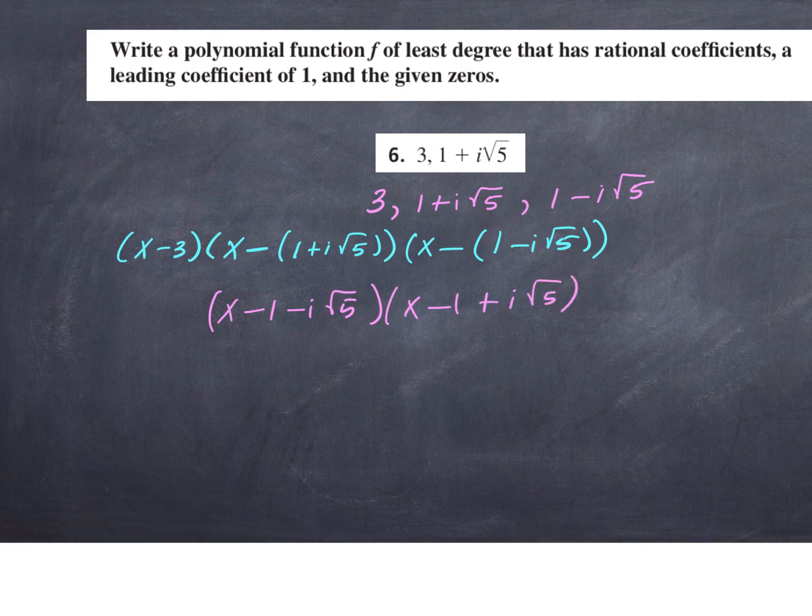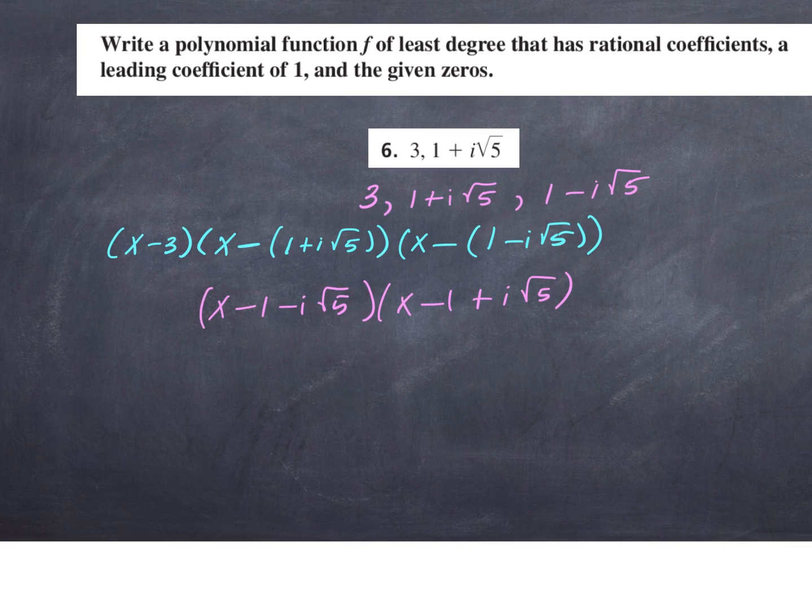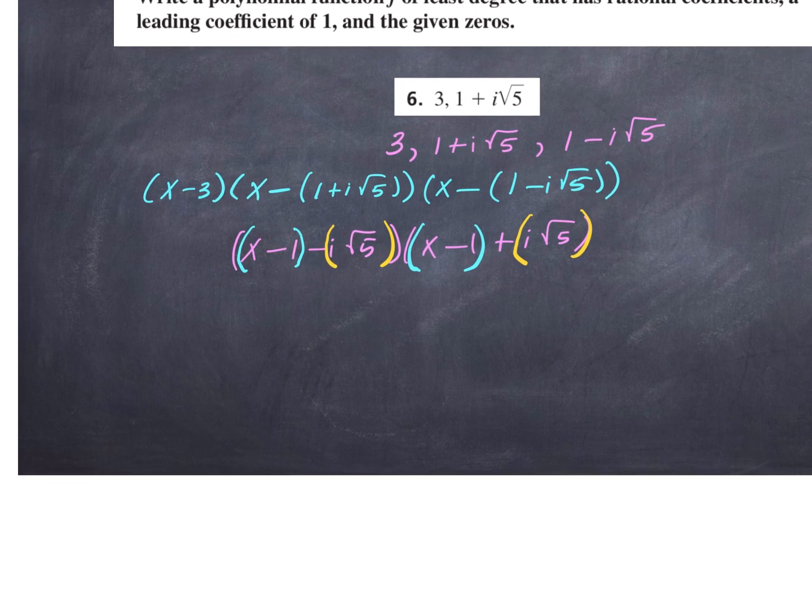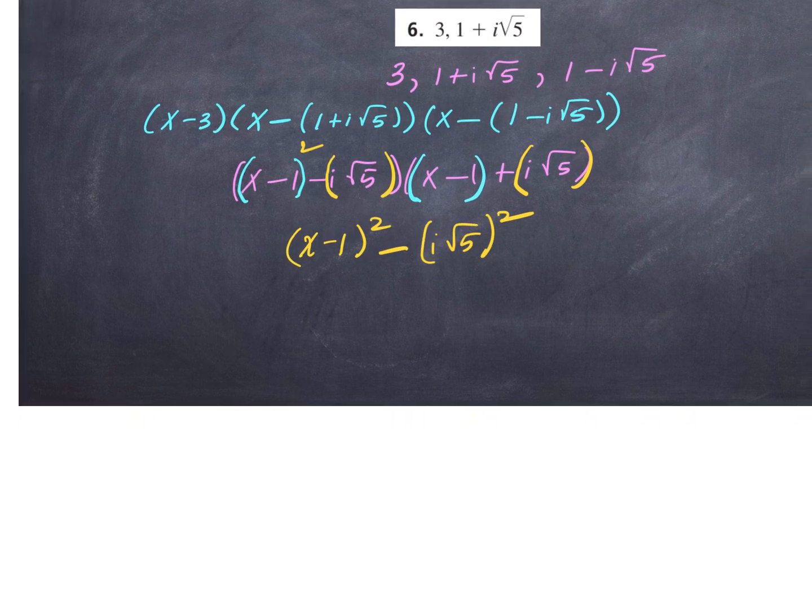All right, now I'm going to kind of group them together, right? So we've got this, and then we've got this one. So I'm going to do the first one squared. So you get x minus 1 squared minus, and then i root 5 squared. All right, bear with me here.